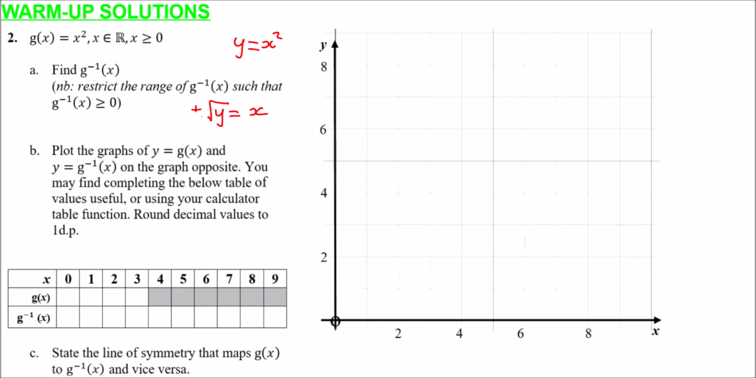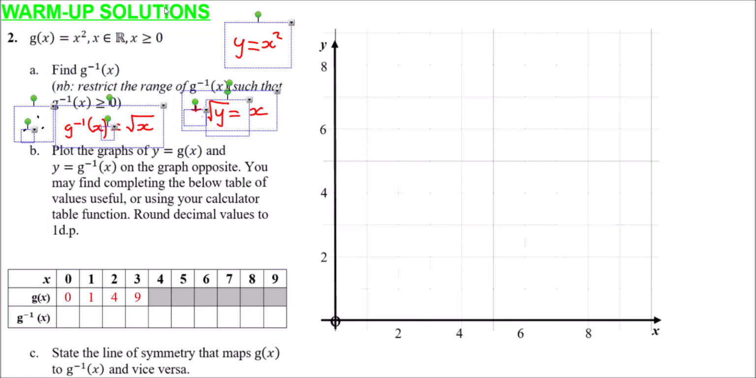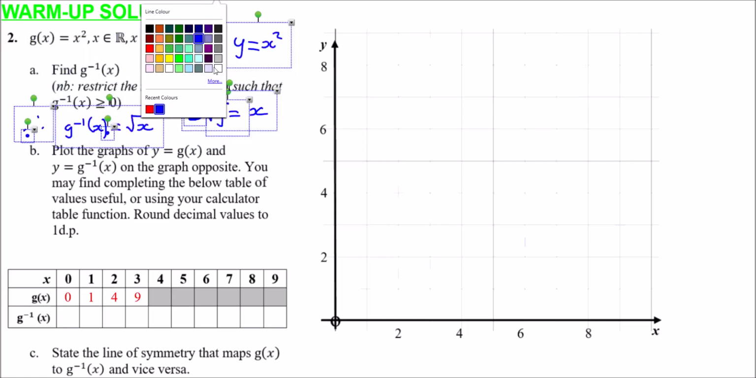So therefore, putting these two bits together and swapping around the letters, x I'm going to say is g minus 1 of x. So therefore I have that g minus 1 of x is simply going to be the positive root of x. So in terms of plotting these, if g of x is x squared, we would have this table of values. I've done g of x now in red, so I'll do the inverse in blue.